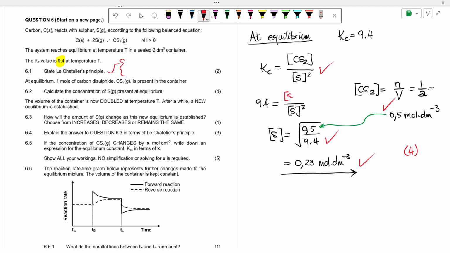Okay. Then let's see the reasoning question and then maybe we can stop there. They say the volume of the container is now doubled at the same temperature. After a while, a new equilibrium is established. Then they say, how will the amount of S gas change as this new equilibrium is established? Choose from increase, decrease, or remain the same, and also explain the answer using Le Chatelier's principle. So what is our answer here?